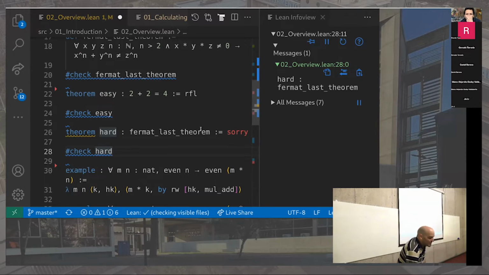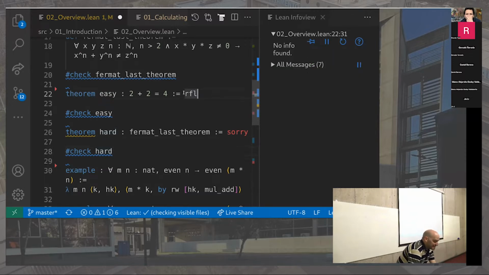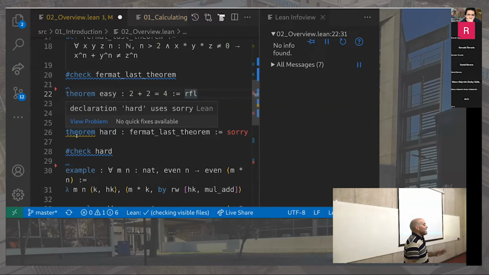You see that this theorem easy, there are no squiggle lines. Here there is this yellow thing, and you see, declaration uses sorry. So I know you are cheating somewhere. This is useful if you have a big proof, and you say, okay, I will prove this later, but now I want to use this as we do in normal mathematics. Something like lemma 2.61, we will prove it later, but let's use it to get the main result.